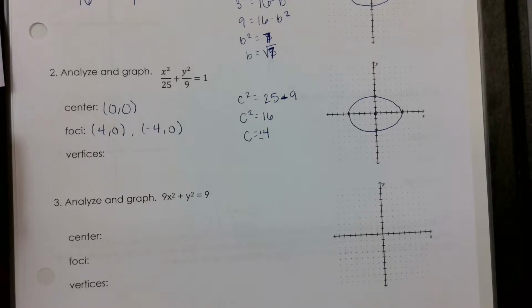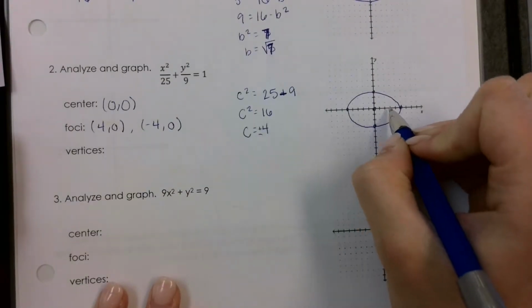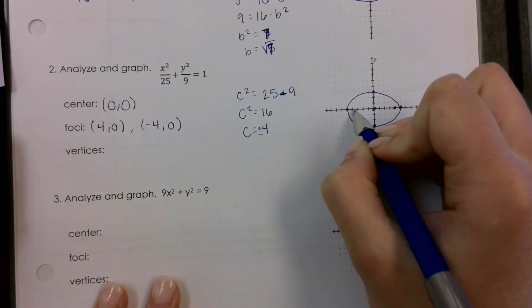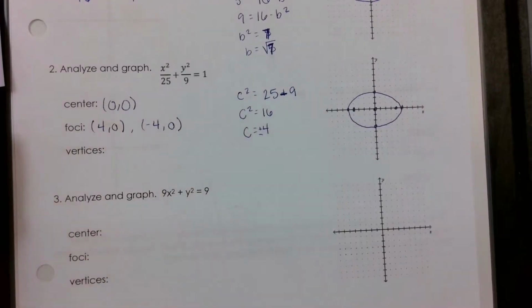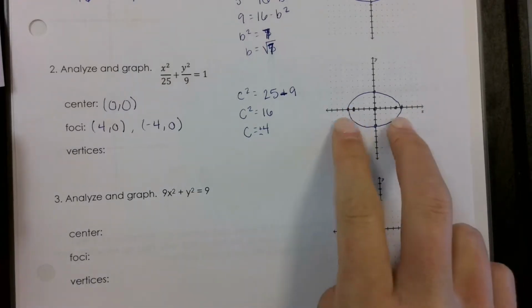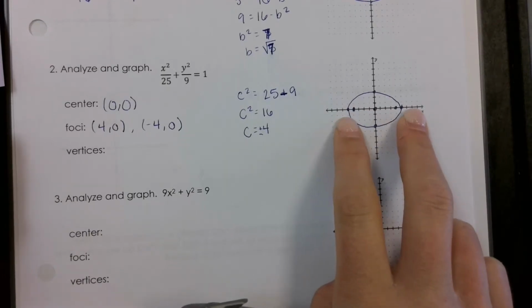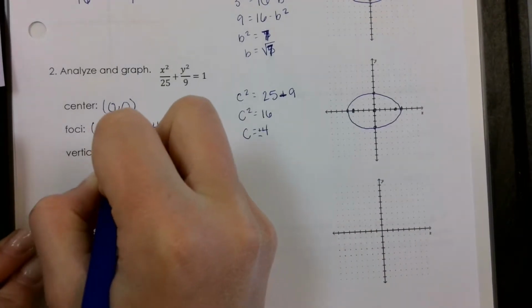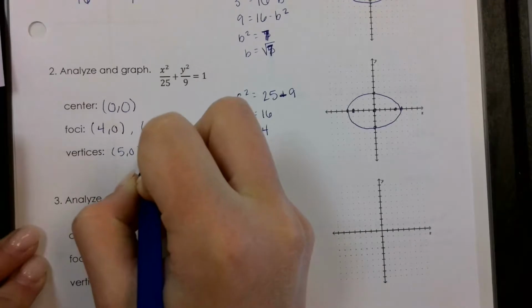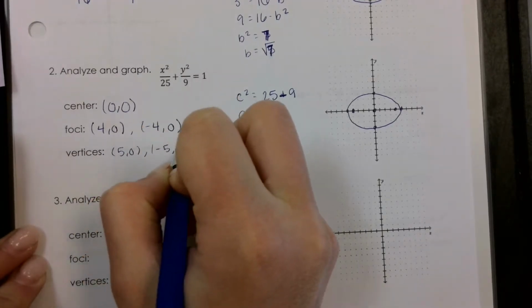Do we need to graph them? We can. So you'll have positive 4, 0, and negative 4, 0, those are just points in there. And then for your vertices, I think they typically only want the ones that are on your major axis, so the longer side. So that would be right here, which was positive 5, 0, and negative 5, 0.